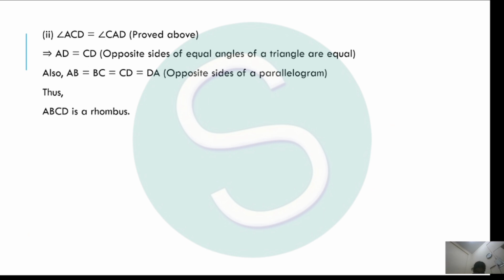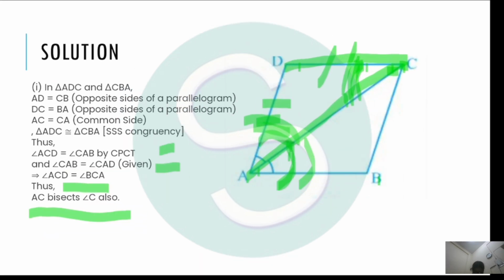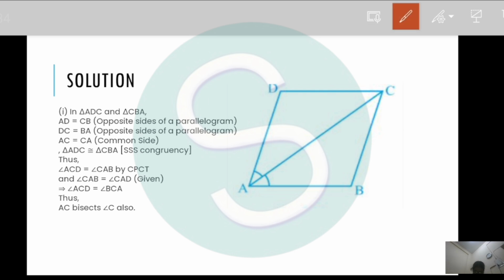Also, AB equals to BC, which is equals to CD equals to DA, as opposite sides of a parallelogram are equal. So हमने यहाँ से ये प्रूफ किया AD equals to CD, and क्योंकि पैरेललोग्राम है तो इससे ये प्रूफ होता है AD equals to BC. तो अगर यहाँ पे क्या होता है, I'll explain you once again. हमने ये प्रूफ किया this side is equals to this, and हमें पहले से ये बनता है that this side is equals to this, and this side CD is equals to AB.